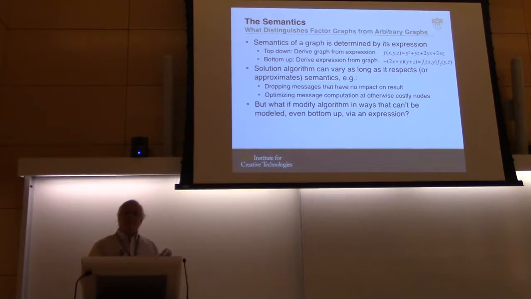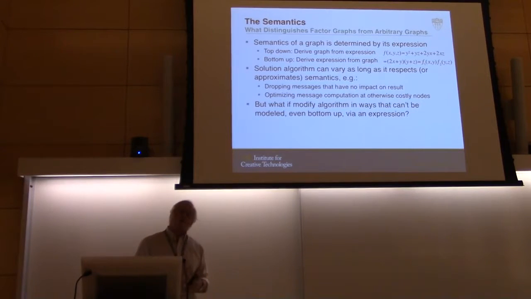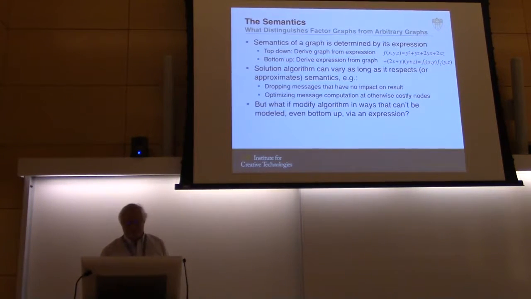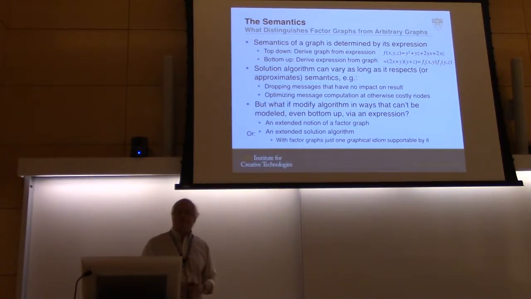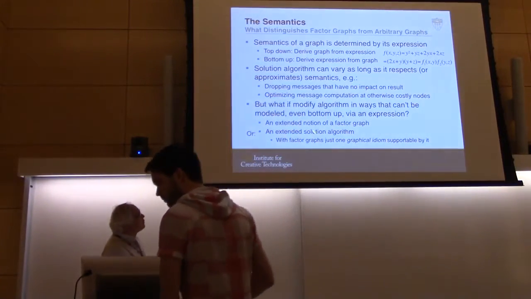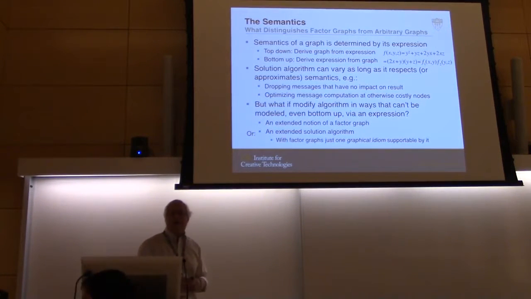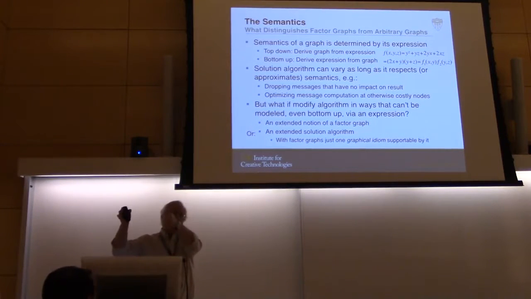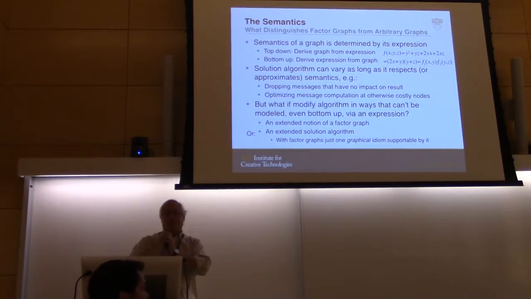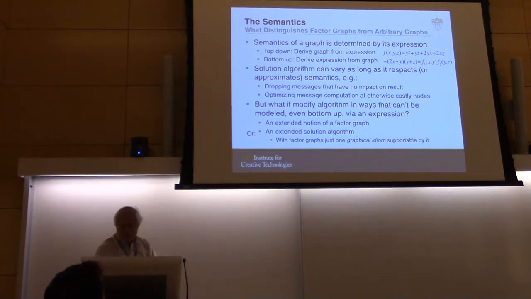But the question that's come up in this work is what happens if you modify the algorithm in ways that go beyond the semantics? And it took us a while to actually understand that we were doing this. You can think of that as possibly leading to an extended factor graph, which is how we thought about it for a while, or as in fact what you have is an extended solution algorithm, like an extended summary product algorithm, where factor graphs are just one of the graphical idioms supportable by it. So restricting this extended algorithms in certain ways yields factor graphs, but other variations on it yield other kinds of models of computation. And this is kind of where we're going with this.